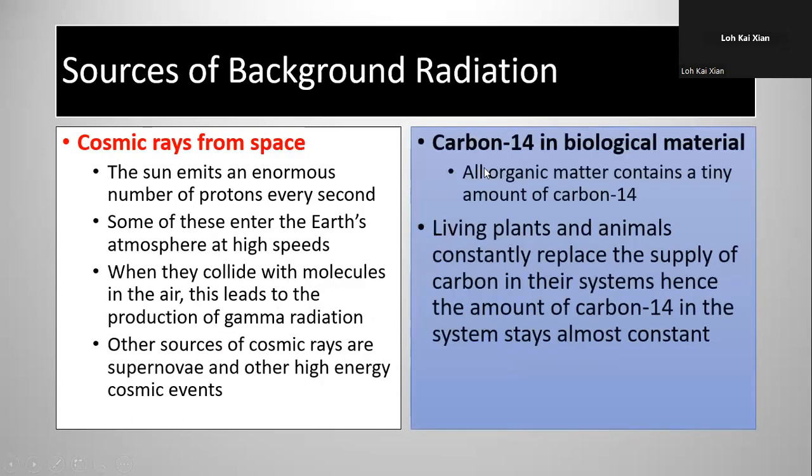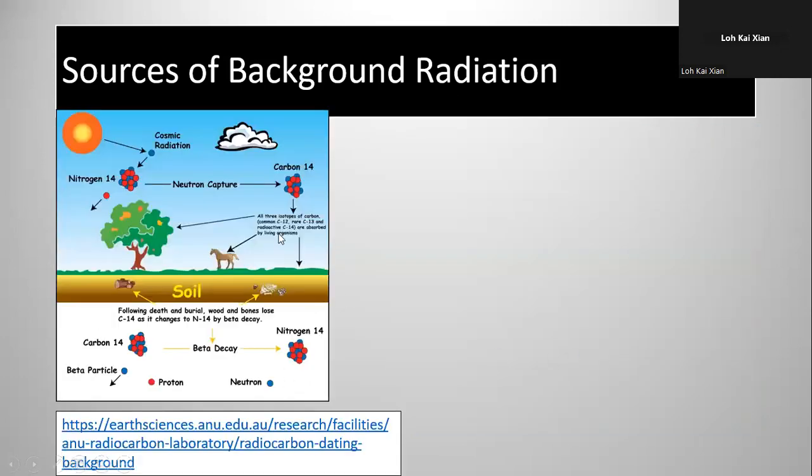Then we have carbon-14 in biological material. That means anything that is organic. All organic matter contains a tiny amount of C-14, that means in our body also. Living plants and animals constantly replace the supply of carbon in their system. Hence, the amount of carbon-14 in the system is almost constant. This is for your info.